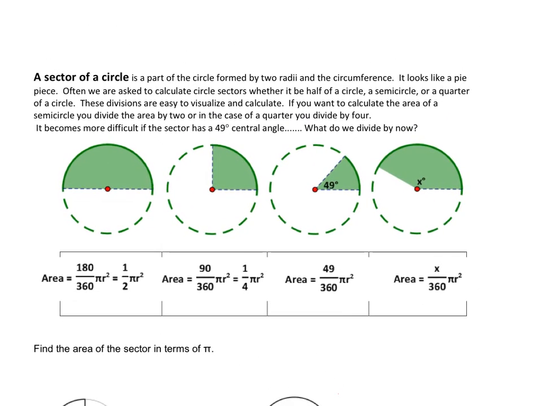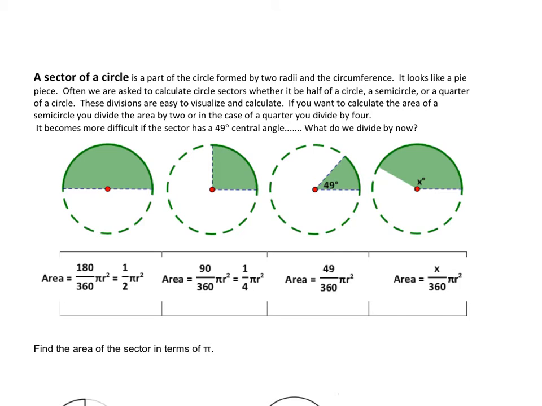So the sector of a circle is a part of a circle formed by 2 radii and the circumference. I'm just reading the top part of the video. It looks like a pie piece. Often we are asked to calculate circle sectors, whether it be half a circle, a semicircle, or a quarter of a circle. These divisions are rather easy to visualize and calculate.